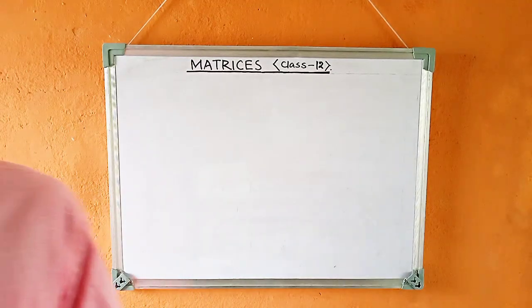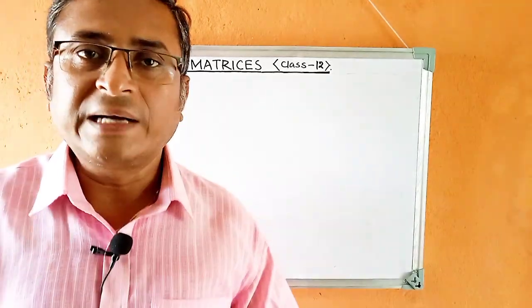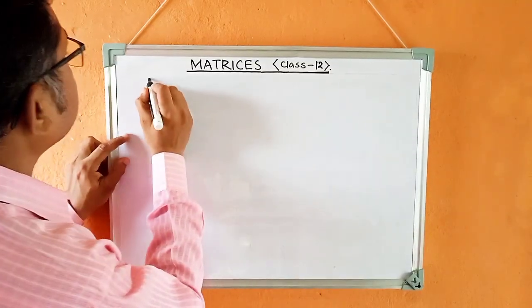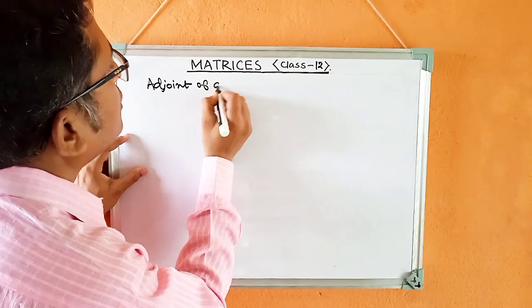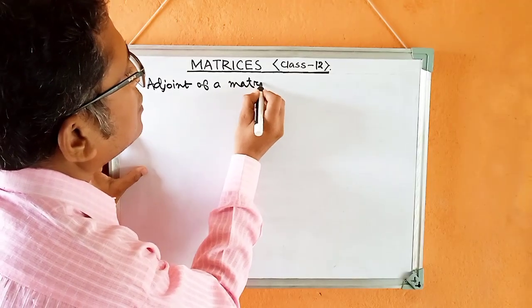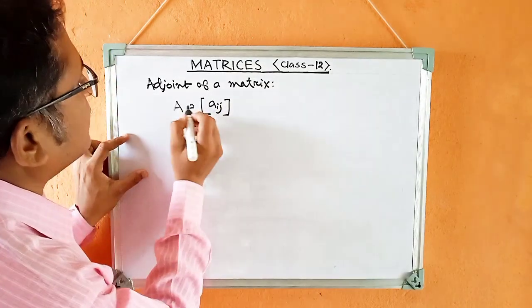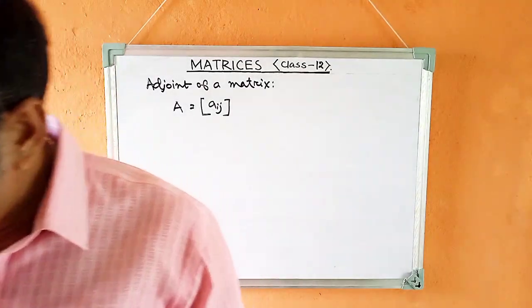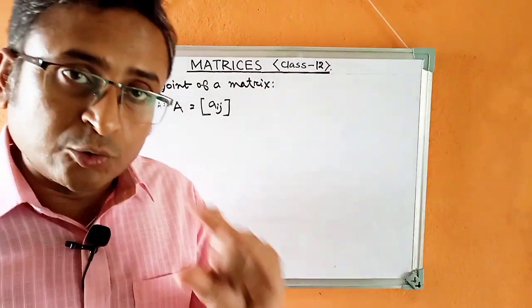Next is the adjoint of a matrix. First of all, listen: what is the adjoint of a matrix? See carefully. Let A equal to Aij be a matrix, obviously a square matrix, whose order is greater than or equal to 2.